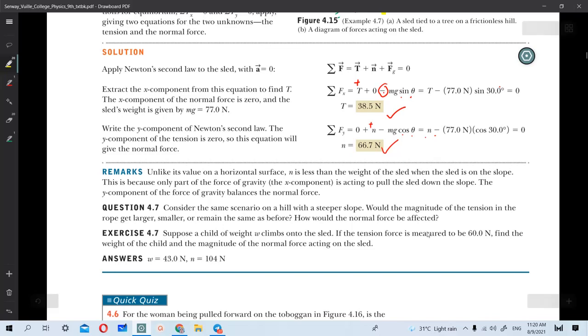Perhaps as an exercise, you can give a try to this question whereby a child climbs onto it and then the tension now is a given number. So the question to be answered is, what will be the weight of the child and the normal force? Thank you.